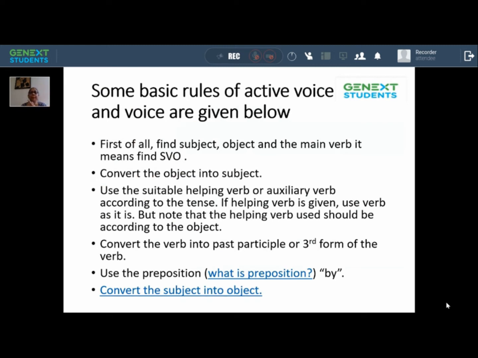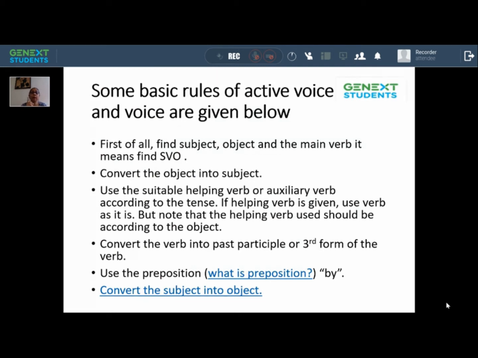Use the suitable helping verb or auxiliary verb according to the tense. So you have to always keep in mind what is going to be the tense, because it's not simply changing the object to subject and subject to object. Here we have to always understand that the main thing that will be looked into will be the tense. Now, you need to make use of suitable verb. Okay, so whether it is a helping verb or auxiliary verb, whatever it is, it has to be utilized accordingly.